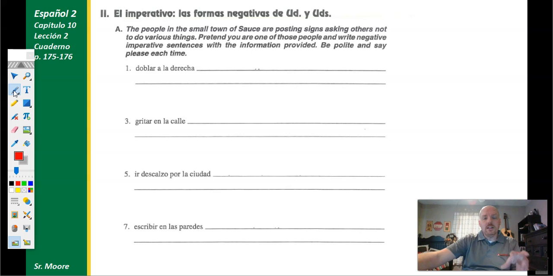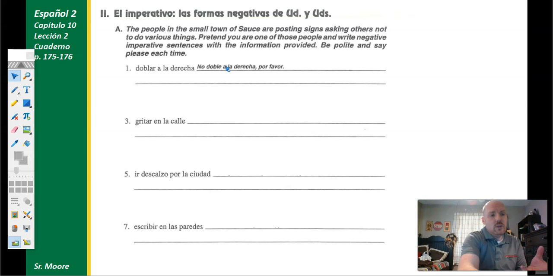We remember from our homework that doblar is to turn a la derecha, to the right. The answer for this one that you should have in your homework is no doble a la derecha, por favor. Remember, doblar is an AR verb. We form our imperative from the yo form. So we go from doblar to doblo. We drop the O for doble. Then we use the opposite ending. For an AR verb, that would be E, as you see right here in the answer, doble. No doble a la derecha, por favor. Don't turn to the right, please.